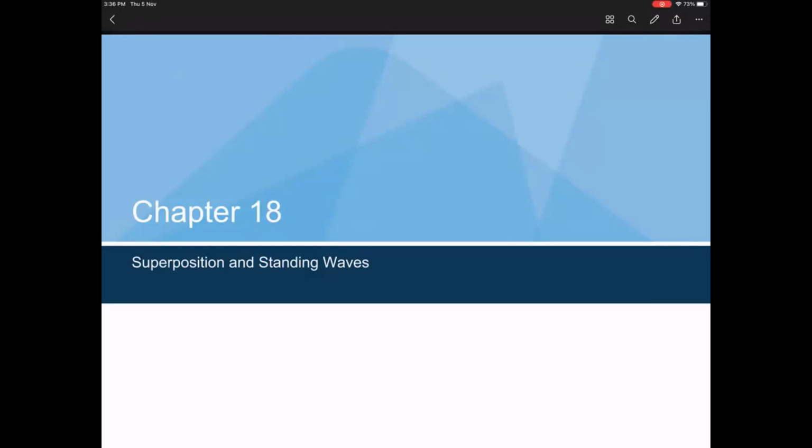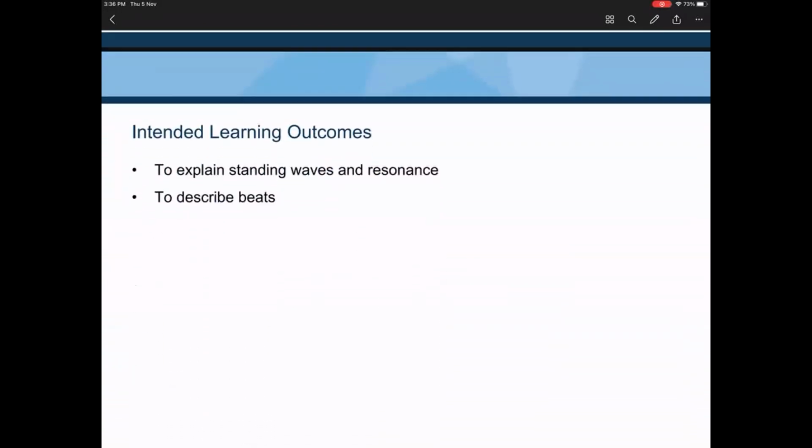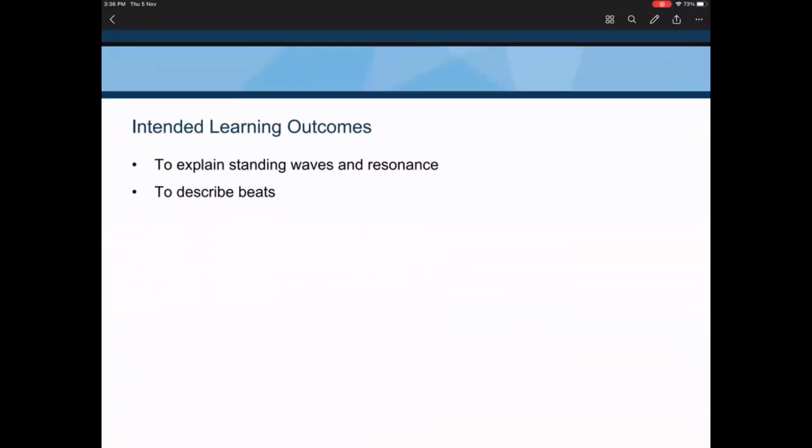And actually, we are not confining ourselves to sound. We would be talking about standing waves, for example, in a string as well. So the idea of chapter 18 would be the following. Firstly, we will try to explain the observation of the standing wave and the resonance effect.